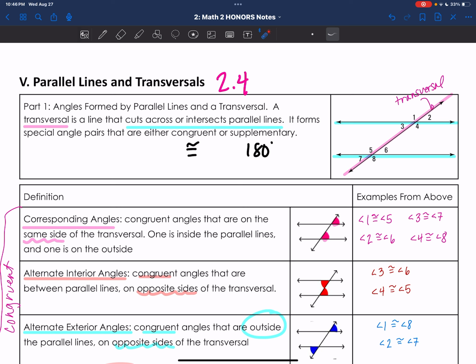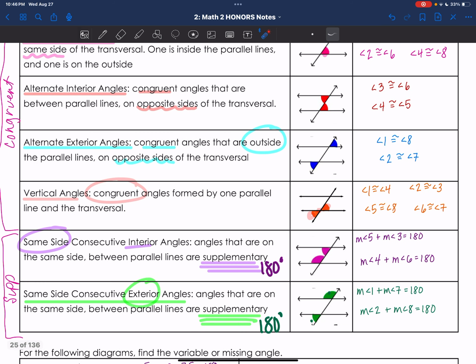And the other set would be 4 and 6. Now those are supplementary. So you have to add this plus this to equal 180. All right. And the other one is same side consecutive exterior, which is also supplementary. So they're outside the parallel lines. Same side, outside, they are also supplementary.